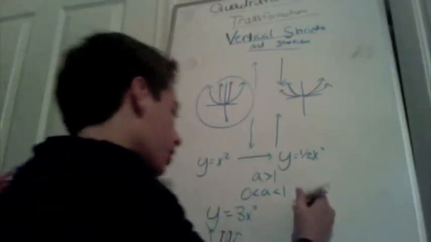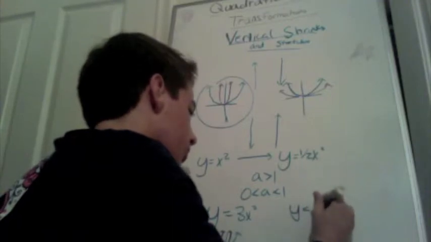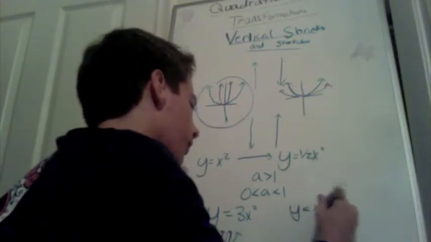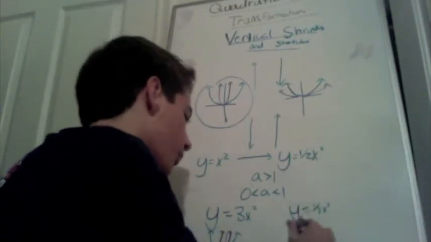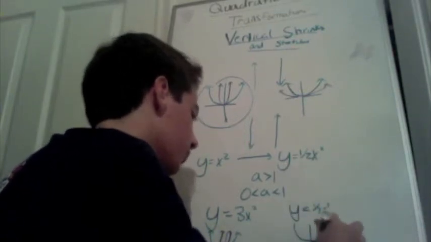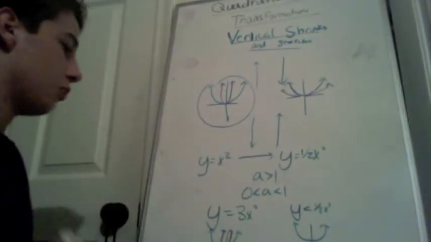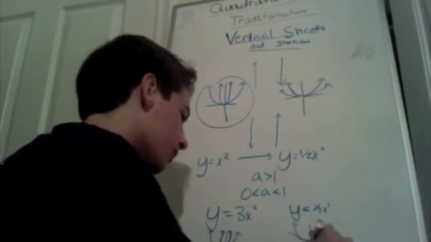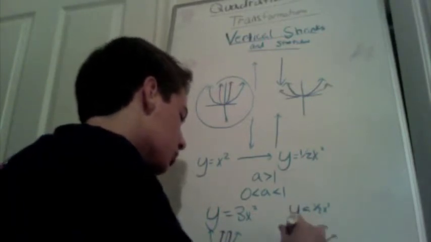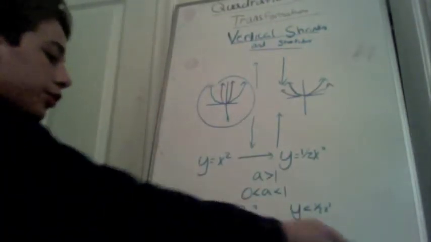Now we'll go over here. We'll say y equals 1/3 x squared. The parent function looks like this, and our new parabola will look like this, like it's being squeezed to the outside, being forced to go out this way.